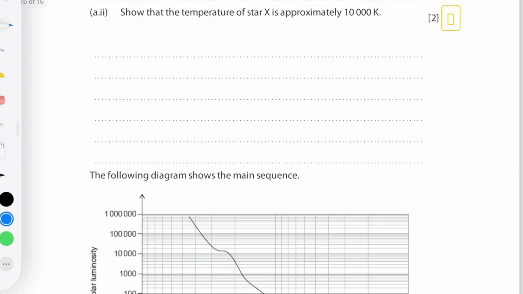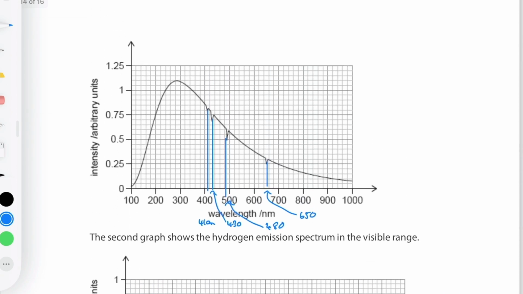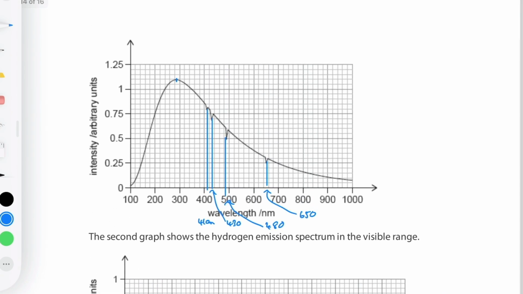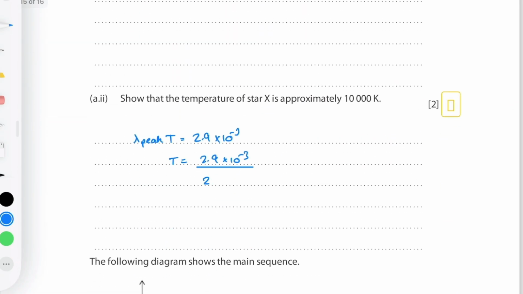A2, show that the temperature of the star is approximately 10,000 Kelvin. So we're going to want to use Wien's law. T is equal to 2.9 times 10 to the minus 3 over lambda peak, and I'm willing to bet that the lambda peak is around about 290 nanometers. Yep, 290. Which gives us an answer of 10,000 Kelvin. It's an easy 2 marks, that one.